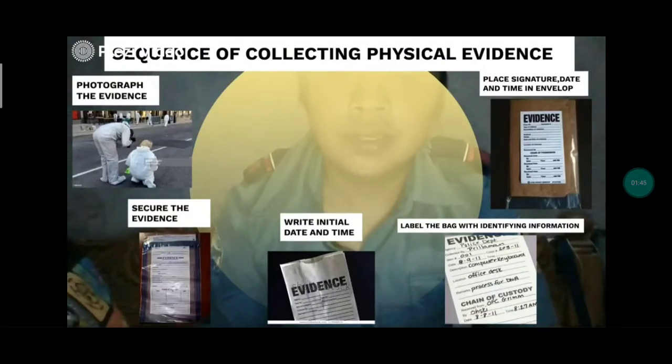The examiner must write initial, date, and time across the sealed area. And next naman po, label the bag or envelope with the patient's identifying information. And lastly po, the examiner must place signature, date, and time on the envelope.